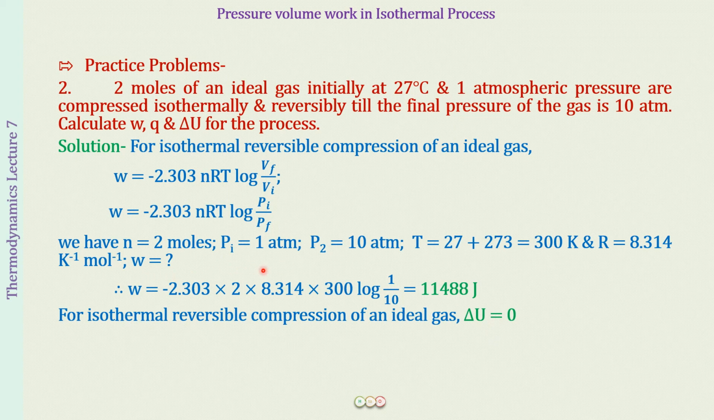Well, if work is done on the system, the same amount of heat is going to leave the system so that the internal energy remains the same. So Q is again equal to minus W, and the value therefore is going to be equal to minus 11,488 joules. Okay, so I hope this is clear. Let us see another one.